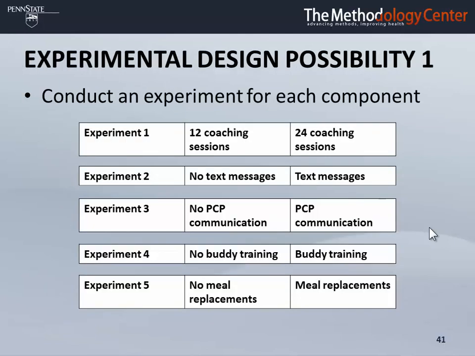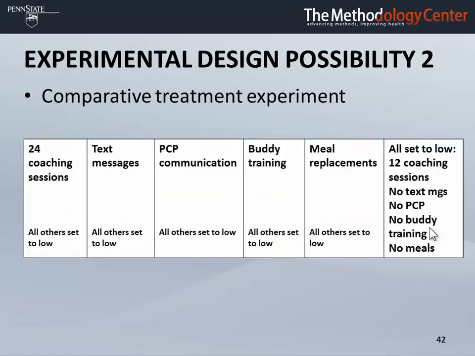So let's review the design alternatives that we considered for the opt-in study. We could have conducted a separate experiment for each component. So that would have been one experiment comparing 12 coaching sessions to 24, a second one comparing no text messages to text messages, and so on. And I've seen people do this kind of thing, where they're interested in individual intervention components, and they just do a separate experiment for each one.